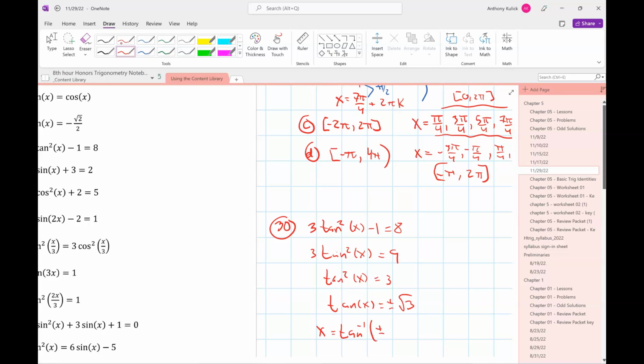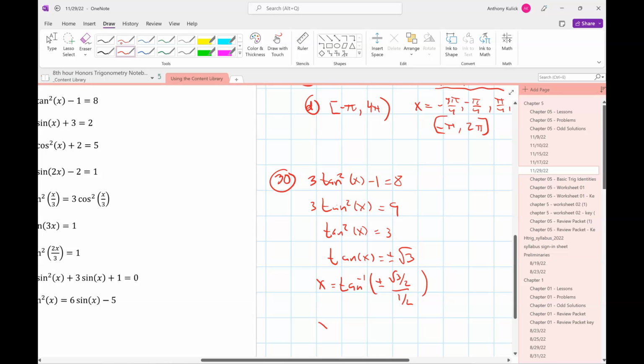But I have a small problem here because there's not a place on my unit circle that has the y coordinate square root 3 and the x coordinate 1. But I do have the y coordinate square root of 3 over 2 and the x coordinate 1 over 2. That is something I do have. And I know that the halves, the denominators, just cancel out because they're the same on the top and bottom. So that works. So that's what I'm going to go search for in my unit circle.